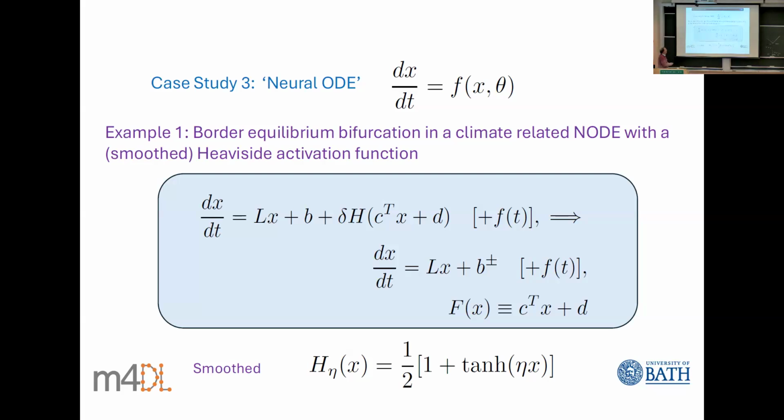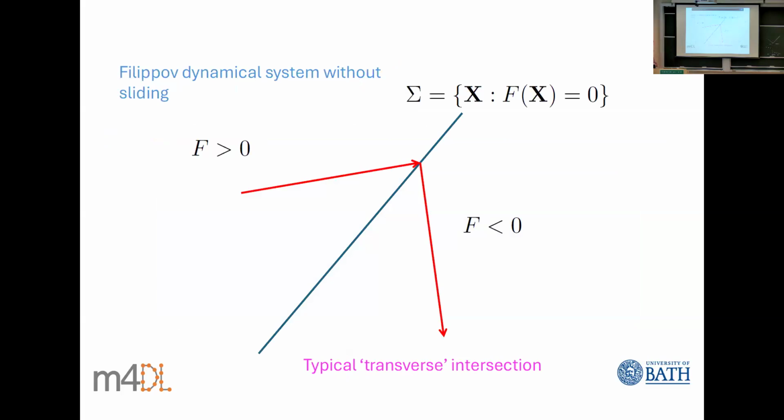But here we have a sort of dx by dt, again has a ResNet type structure, Lx plus b, and then the Heaviside activation. And I can interpret that in a fairly simple way as Lx plus either b plus or b minus, dependent upon whether my C transpose x plus d is either positive or negative. So that's a sort of neural ODE type structure with Heaviside activation. Let's have a look at the sort of dynamics we can get from this. So here's the dynamics. The F is the thing inside the Heaviside.